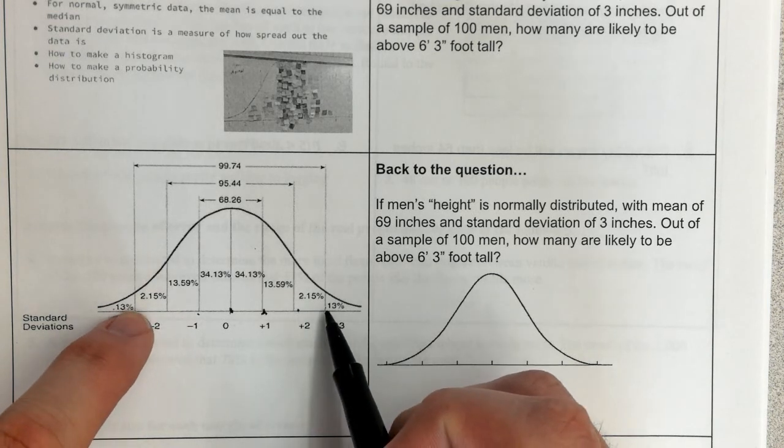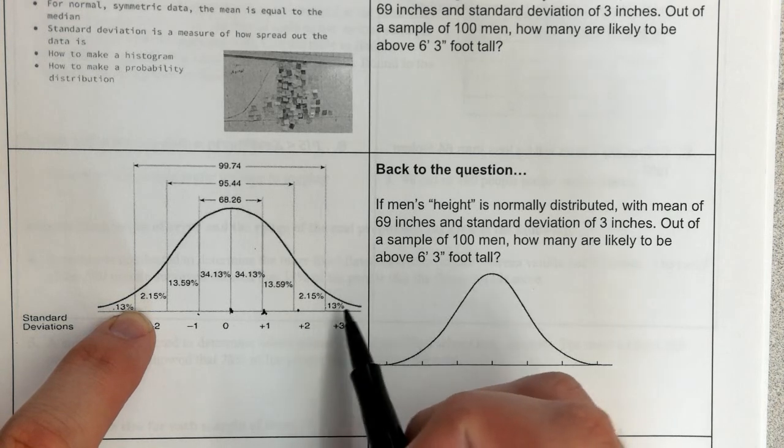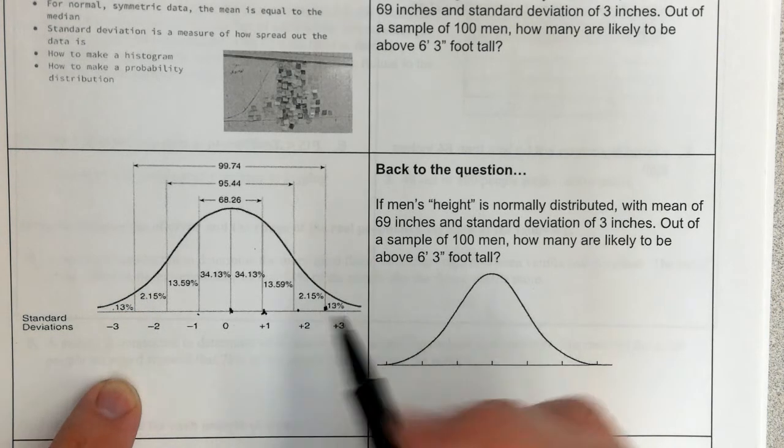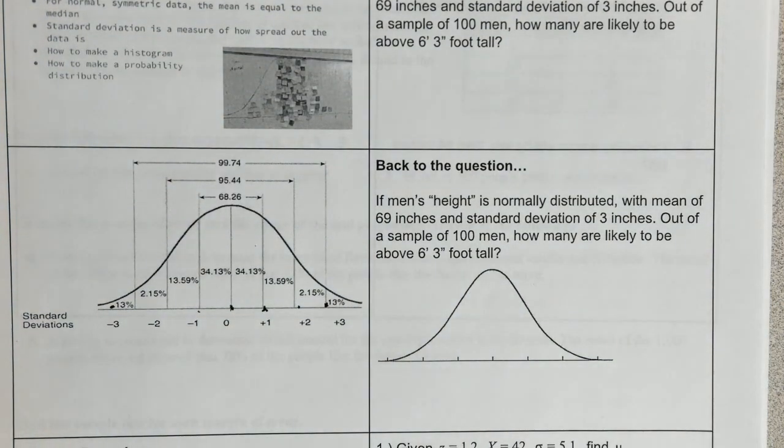Within 3 standard deviations of the mean, you get even closer to everybody: 99.74% of people will fall within 3 standard deviations. And then finally, outside of that, to the right of 3, almost nobody. This is 0.13%, so that's barely 1/10% in either direction. Outside of 3 standard deviations, very few people. Those are what you might call outliers.